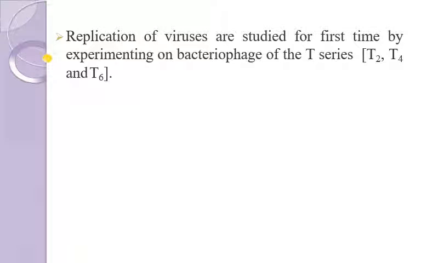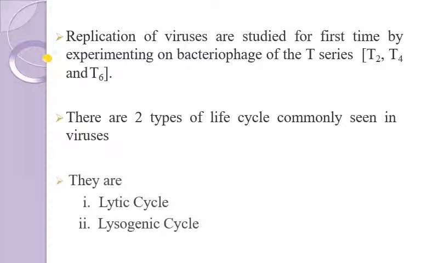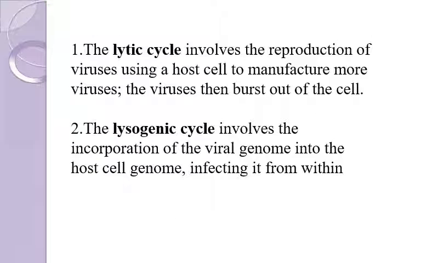Replication of viruses was studied for the first time by experimenting on bacteriophages of the T series like T2, T4, T6, etc. There are two types of life cycle commonly seen in viruses. These are the lytic cycle and the lysogenic cycle. The lytic cycle involves the reproduction of viruses using a host cell to manufacture more viruses. The viruses then burst out of the cell. The lysogenic cycle involves the incorporation of the viral genome into the host cell genome, infecting it from within.